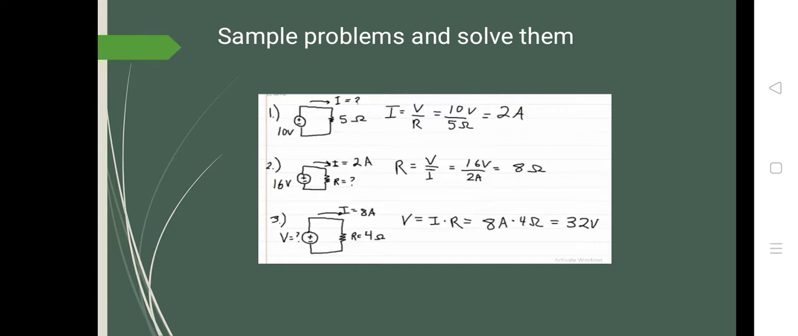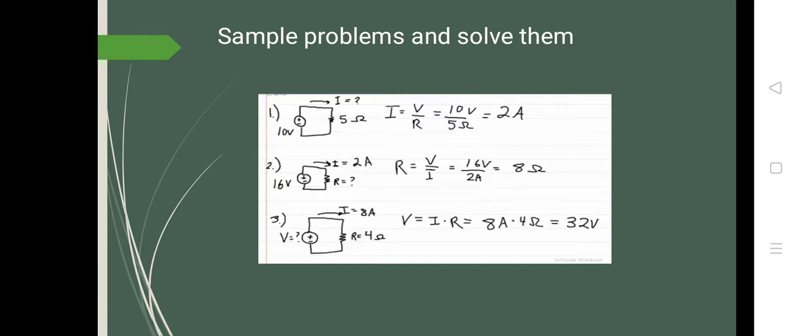So next, in number 2, we have 16 volts, and we have the current of 2 amperes, and we have an unknown resistance, so we use R equals V over I. So we have the voltage of 16 volts and the current of 2 amperes. So 16 over 2 is equal to 8.